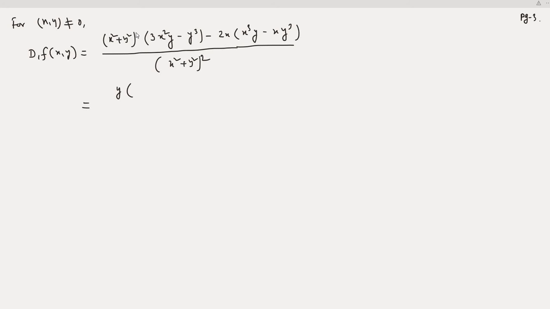x square plus y square, whole square, and this is equal to y times (x power 4 plus 4 x square y square minus y power 4) over (x square plus y square) whole square, and this implies d1f at (0, y) equals, putting x equal to 0 here, minus y. Okay, so check it.